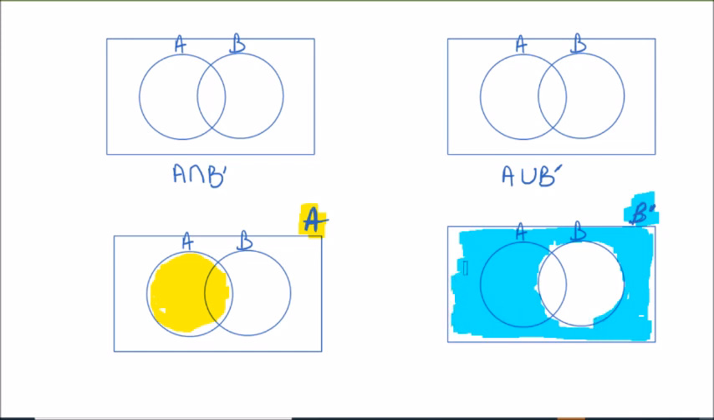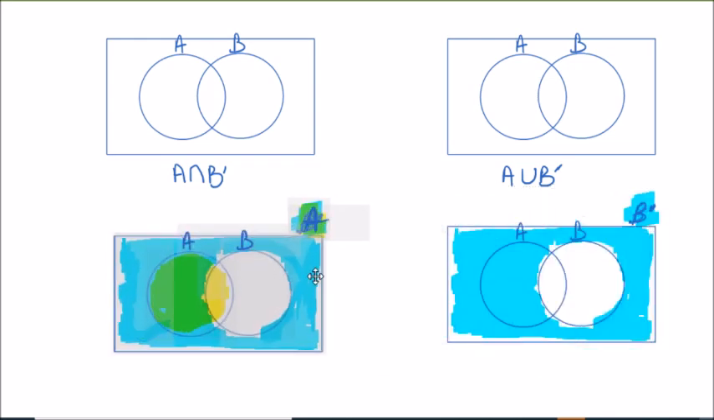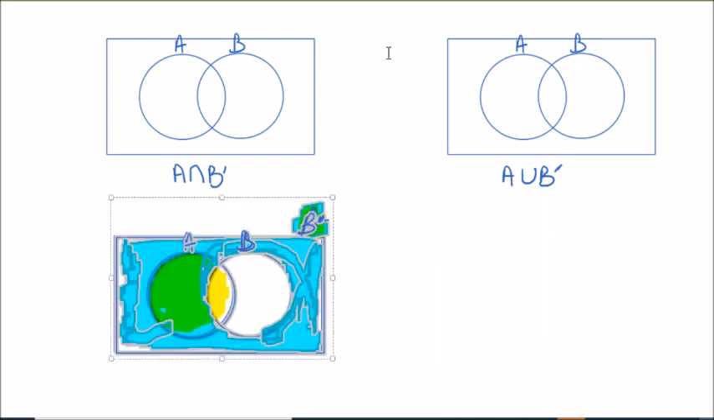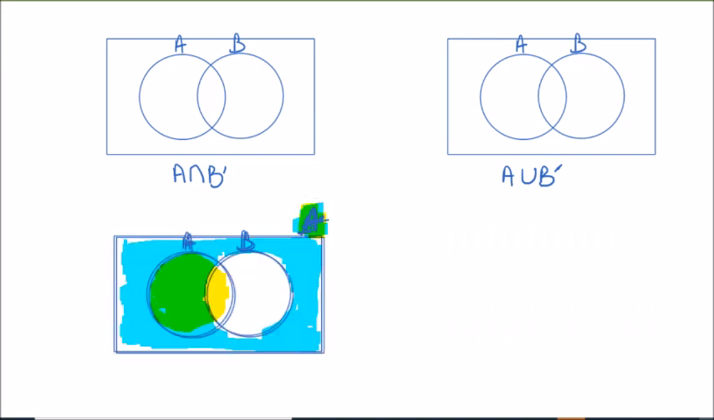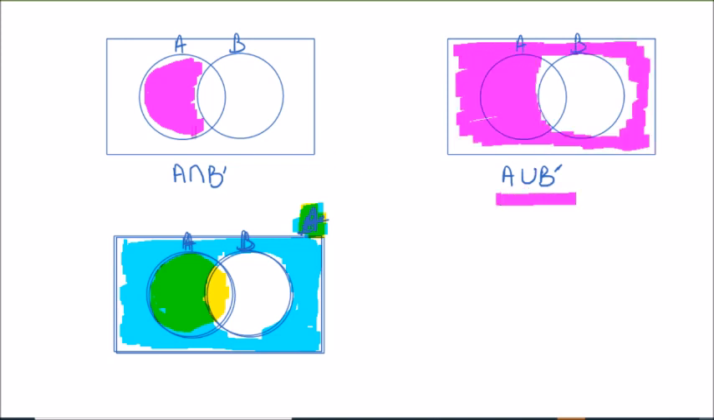Now I said previously that the intersection is when they overlap. So let's have a look at what A and B dash look like when they overlap. So we can clearly see that our intersect is the green portion. So A intersect B dash is this section here, whereas the union is coloring everything that has been colored. So remember, when it's union, it's coloring everything that's colored. When it's intersect, it's only coloring what has been overlapped.